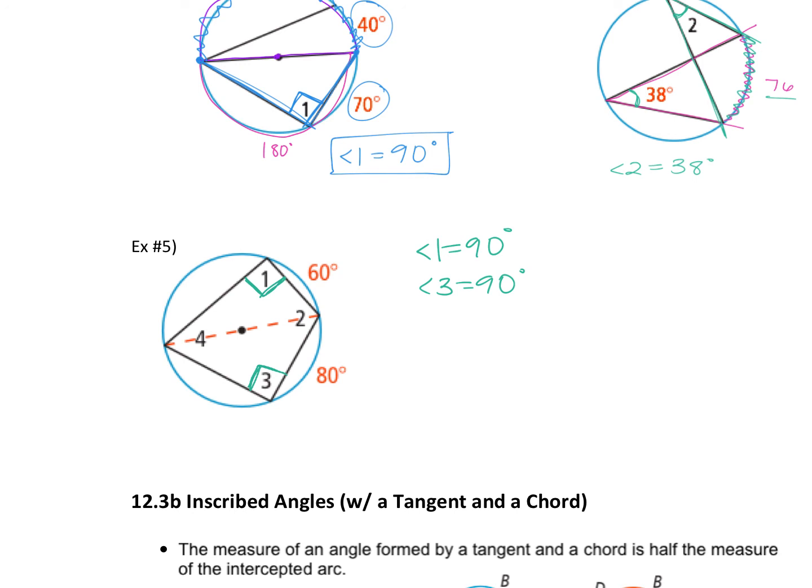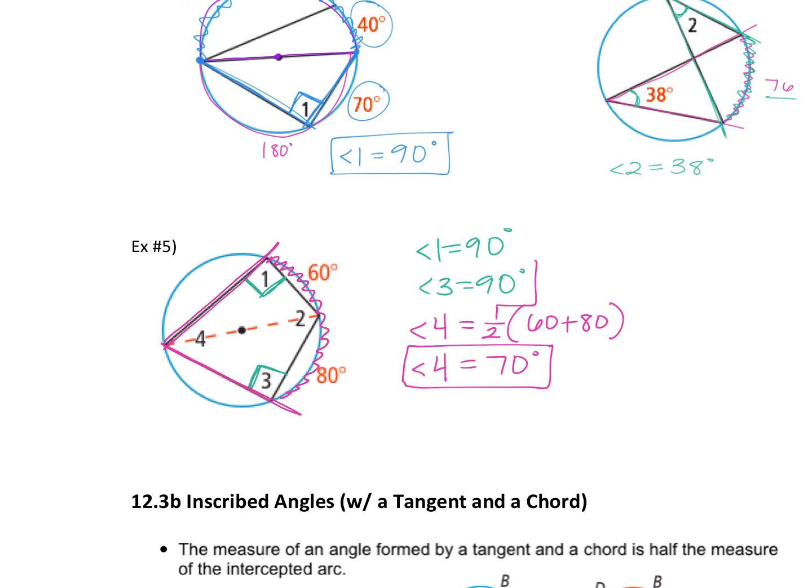How can you find angle 4? You add 60 and 80 and then you divide it by 2. Right, so angle 4 opens up here, which means its intercepted arc is the 60 and the 80. So angle 4 is half of that arc. Well, that arc is 60 plus 80, that's 140. Cut that in half. So angle 4 is going to be 70 degrees.